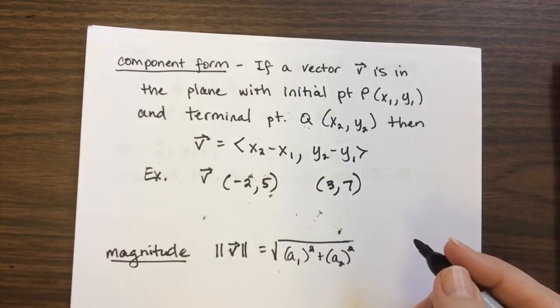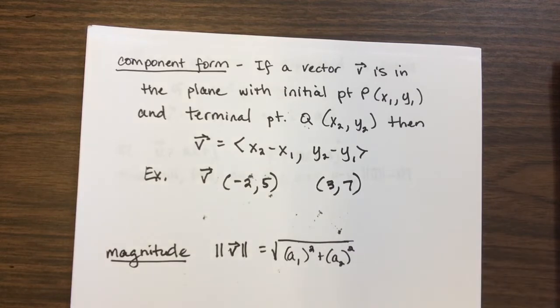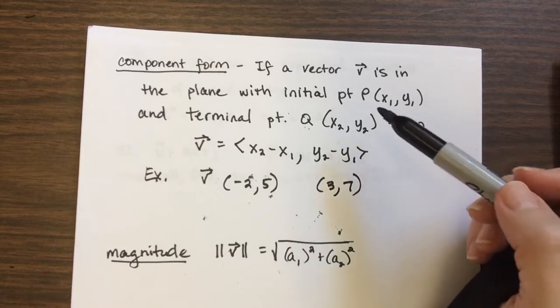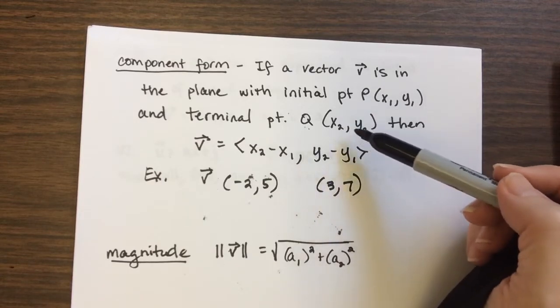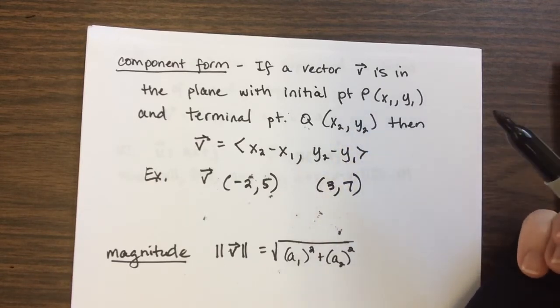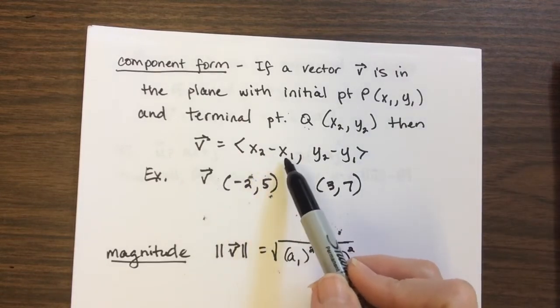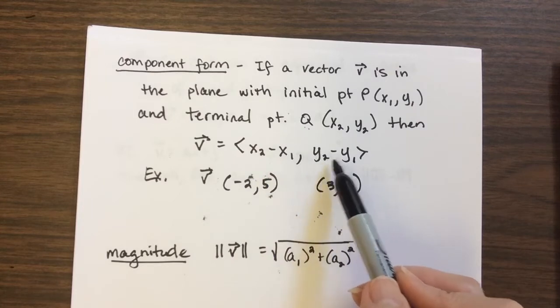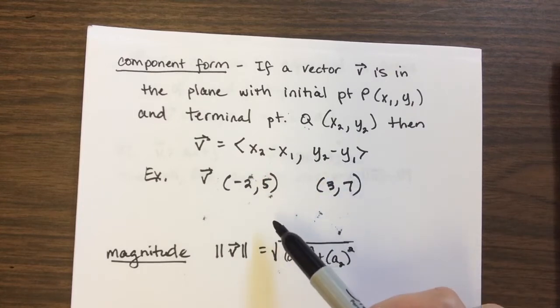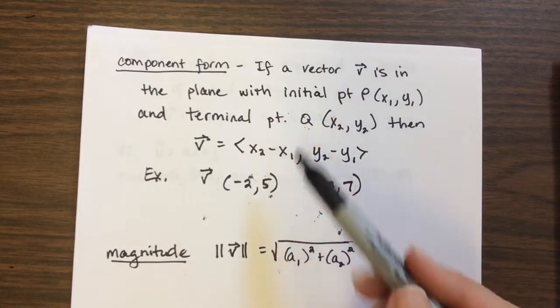So let's go on from the geometric representation and let's talk about component form of a vector. So if I've got a vector in the plane with an initial point P, that's where I start, x y, and my terminal point Q, that's where I stop, then to write it in component form, I'm just subtracting my x values and then just subtracting my y values, and that's going to give me component form of this vector.